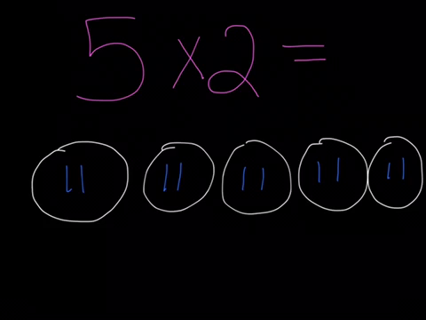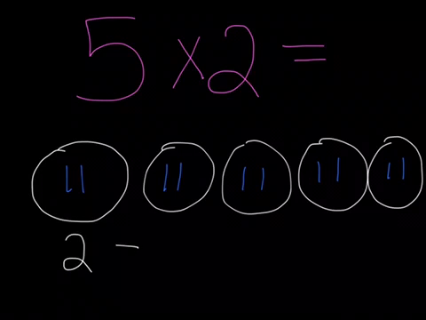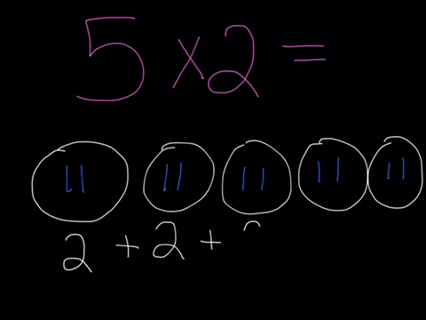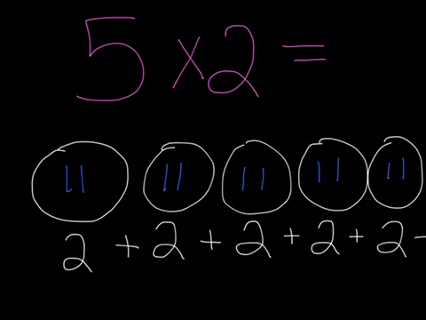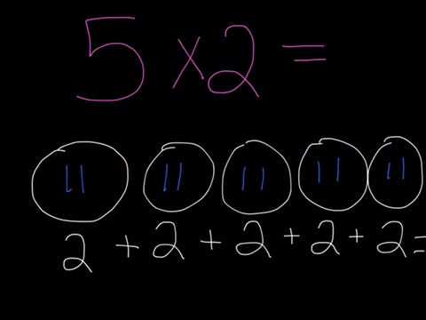Now my equation that I can use to solve this, I can use repeated addition and write out my equation of 2 plus 2 plus 2 plus 2 plus 2 is going to give me my answer. Do that math real quick in your head. Let's count by 2s. 2, 4, 6, 8, 10. So in the equation, 5 times 2, or 5 groups of 2, how many total objects do I have? I have 10.